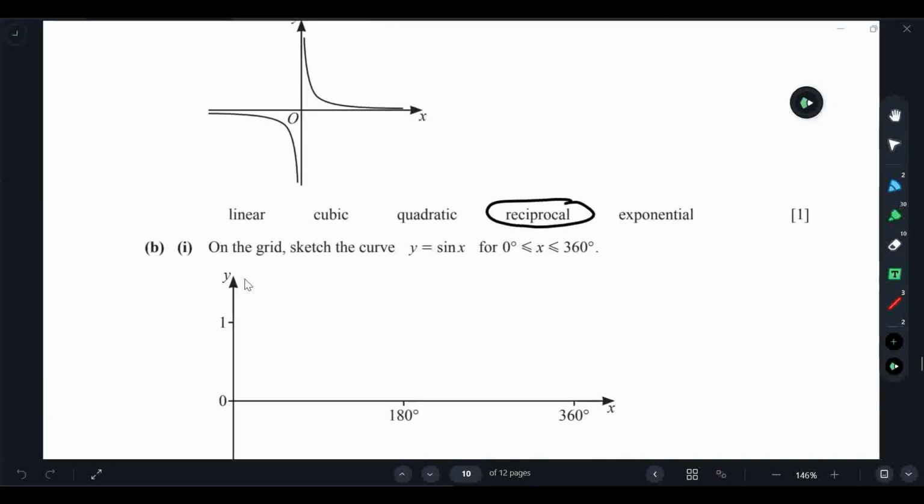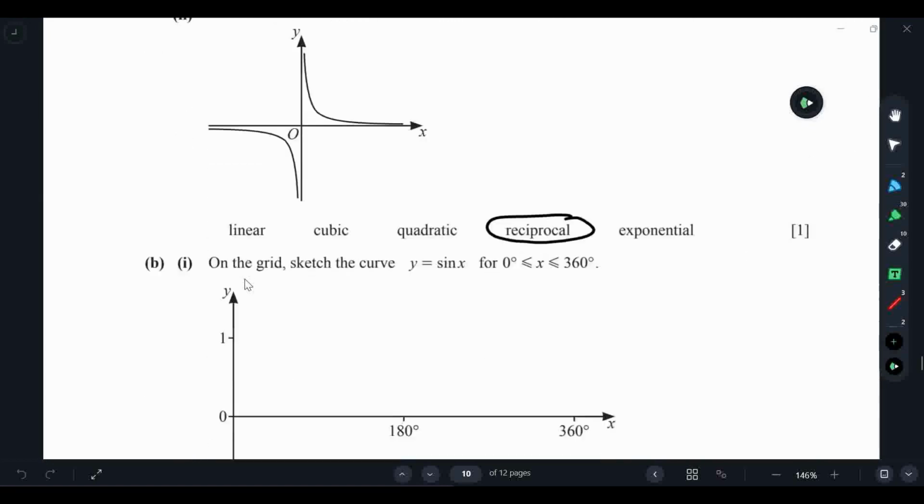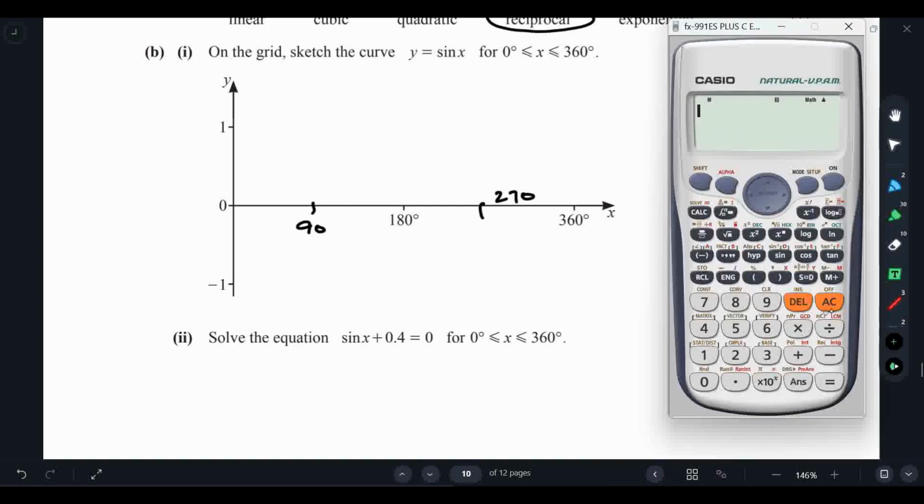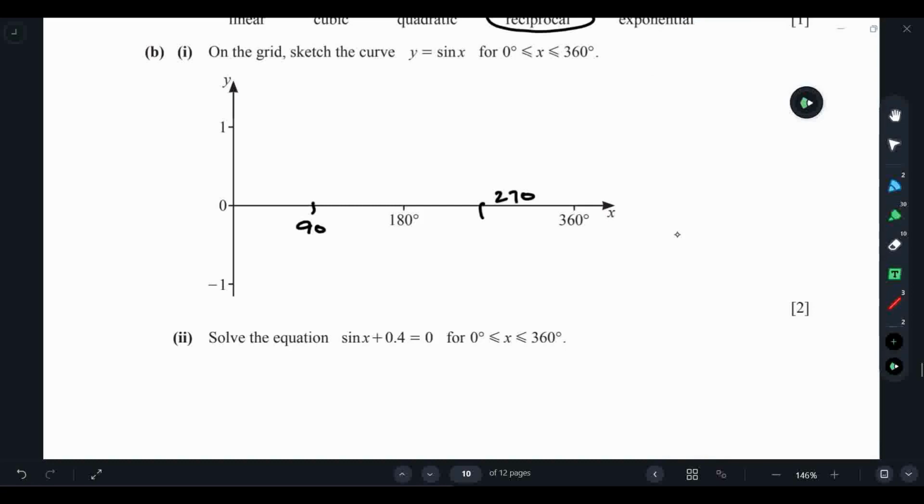Let's move to question number 22 part B. Okay, in part B we need to sketch the graph. So first of all we need to find out y at 90 degrees and at 270 degrees. We need to find out these 2 points. When x is 90, y will be, for this one, we know that y is equals to sine of x. So when x is equals to 90 degrees, y will be equals to sine of 90 degrees.